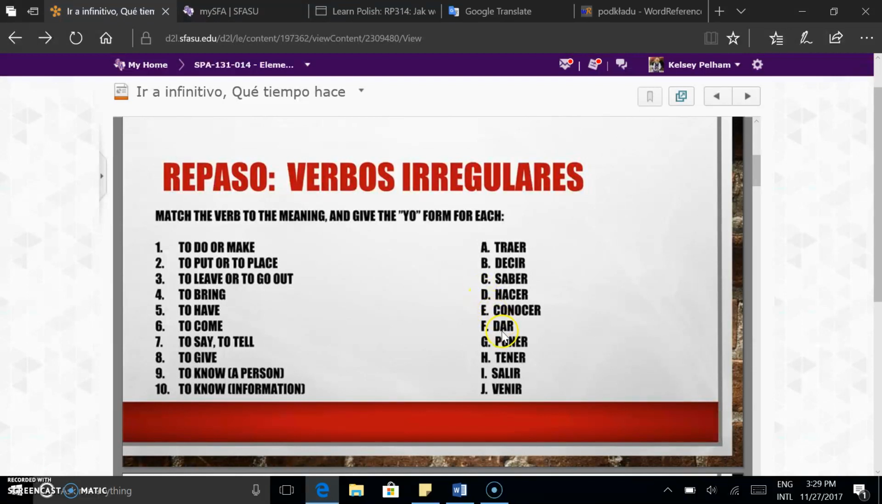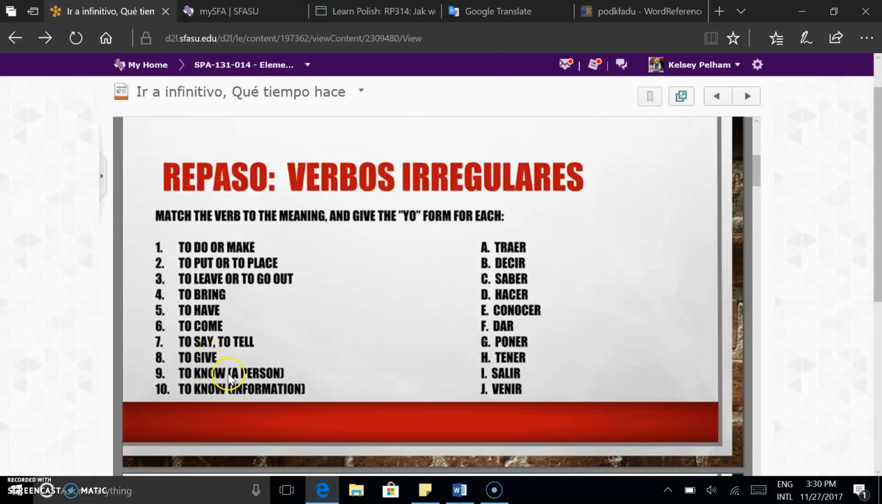Pero también se usa en expresiones como dar un paseo. So we also use it in expressions like to take a walk, we would say in English, but in Spanish we give a walk. Doy un paseo por la playa. I take a walk around the beach. Doy un paseo por la plaza. I take a walk around the town square. Doy un paseo por el campus. I take a walk around campus.